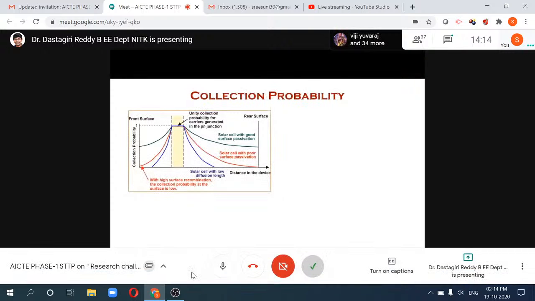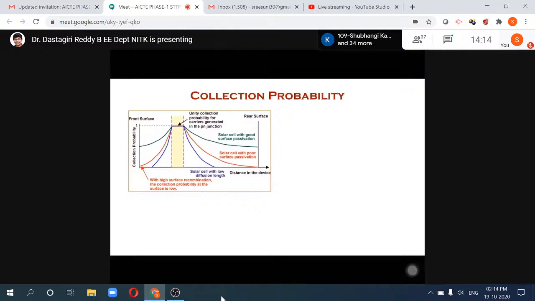Collection probability. As I said, generation is one part. The second part is collection. You collect as many as possible so that the efficiency of the solar cell will be more. For that, we have seen the difficulties. We cannot use a bigger N portion or bigger P portion, because there are so many constraints: light absorption, and the diffusion length, how far an electron can travel without recombination. All these things come into the picture to decide the thickness of the N layer and P layer.